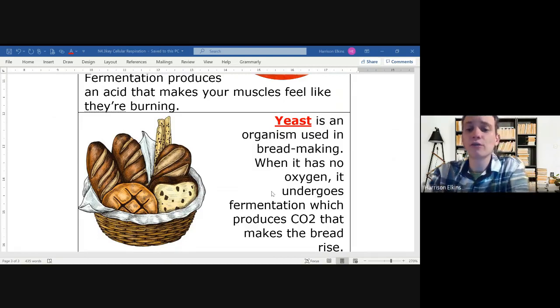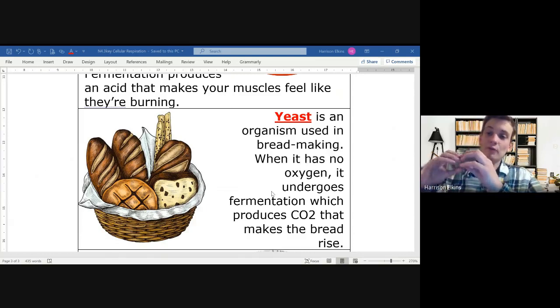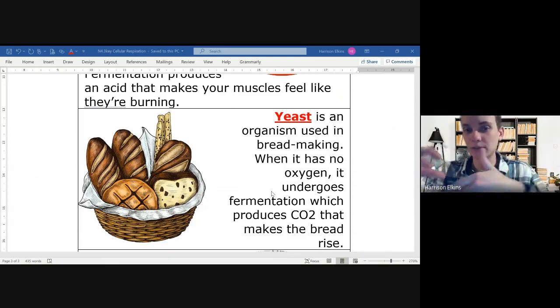So it's actually going to undergo fermentation. Now, fermentation and cellular respiration, they're both ways of breaking down sugar, and they both release carbon dioxide. So yeast are going to produce carbon dioxide, and that's actually what makes bread rise. So if you open up a piece of bread, you got all these air bubbles inside of that bread. That's because those air bubbles were CO2.